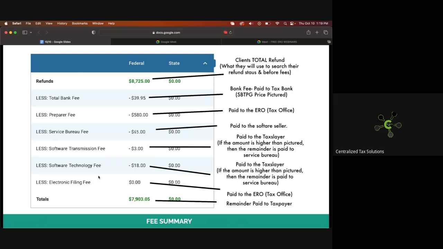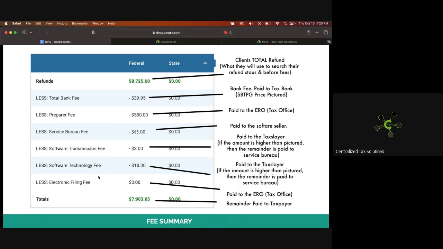The only cost that you might incur as an ERO is for the loans, because they do charge for the loans if no one else has told you. But as far as the software technology fee, it is $3. And the transmission fee and the technology fee is $18. So once again, if you ever look at your software and see those numbers are higher, and your service bureau or TaxSlayer is telling you that's what the software charges, that's not true. They can always get it lower because once again, it goes based on numbers and what we buy into.